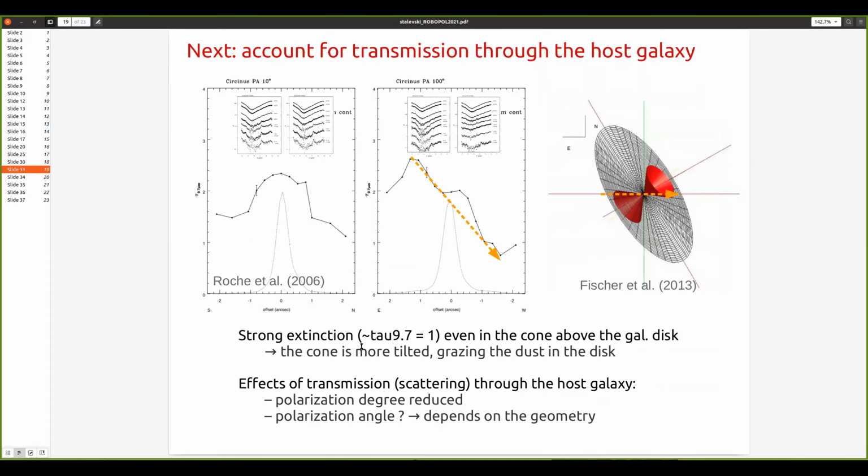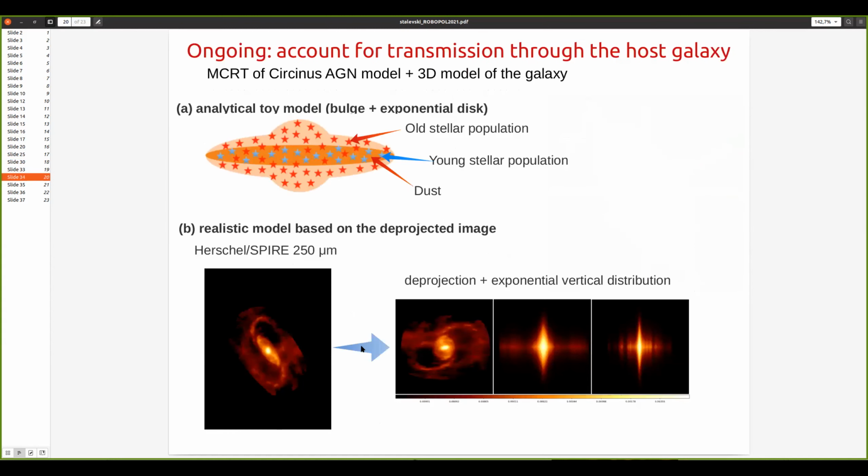Okay, I should be wrapping up soon. I'll just say that we know that from other observations, there is significant extinction by the host galaxy disk. And to take this into account, to explore this, we also set up a couple more MCRT models. So one is the analytical toy model consisting of a bulge and exponential disk filled with young and old stellar population and with dust in the disk.